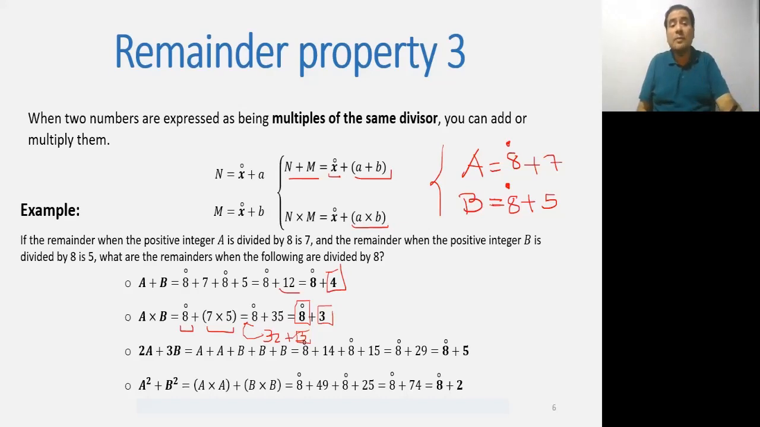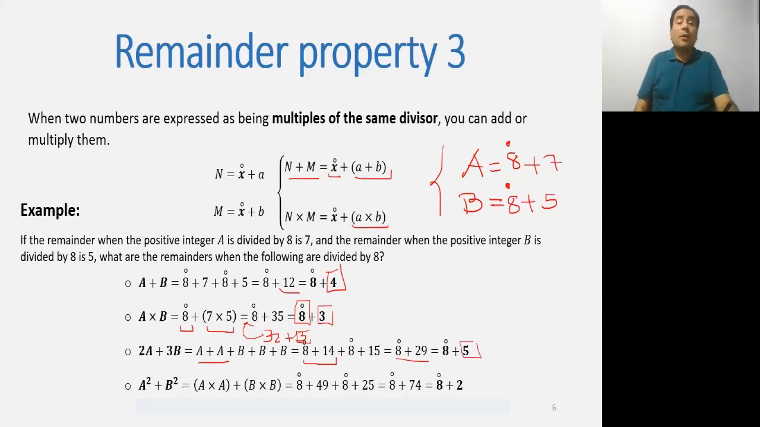Well, you can express 2a plus 3b as a double sum, right? a plus a and b plus b plus b. So if you apply the addition property, a plus a would be a multiple of 8 plus 14, which is the sum of 7 plus 7. And b plus b plus b would be a multiple of 8 plus 5 plus 5 plus 5. So that gives a multiple of 8 plus 29. And 29, when you divide it by 8, the remainder is 5. So that's the final remainder, right?